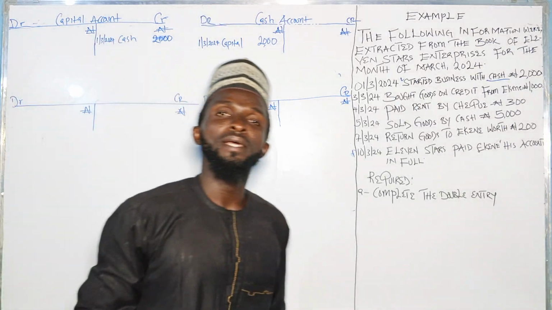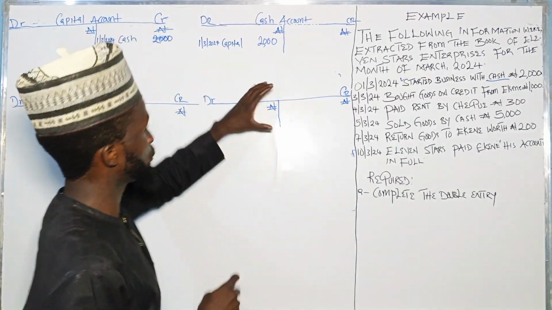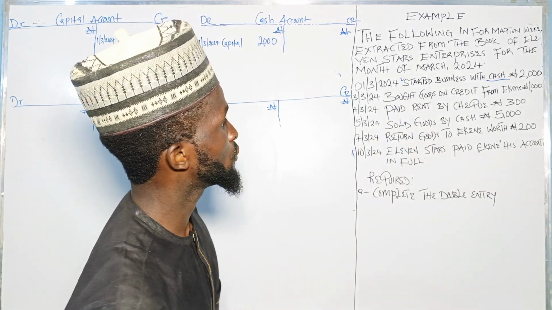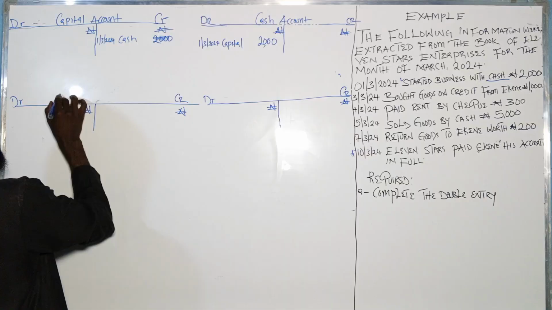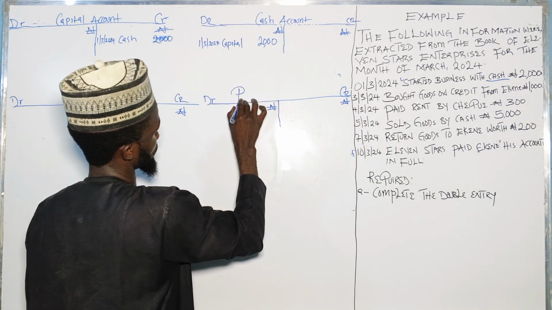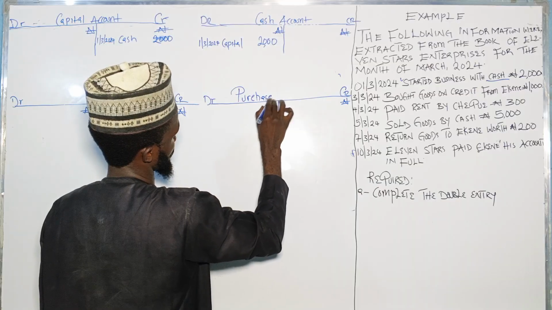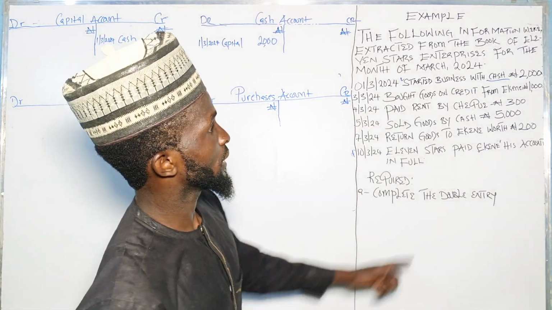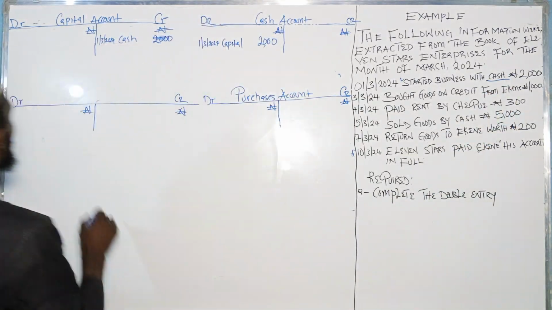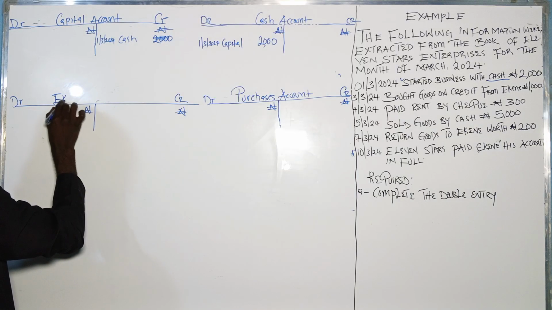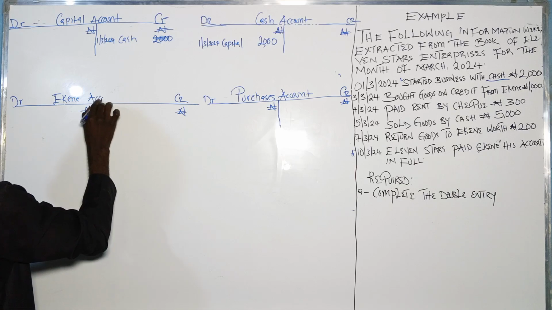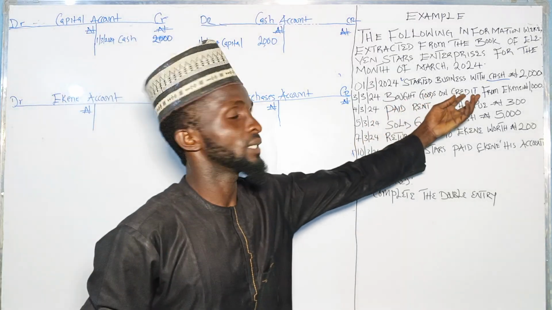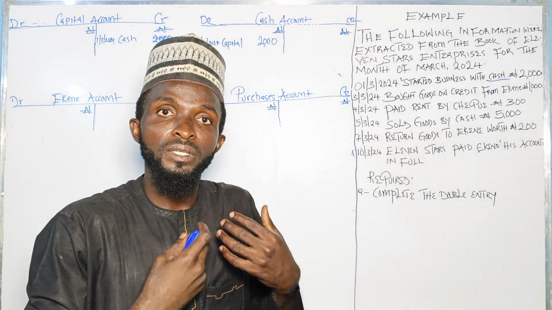As usual, identify the relevant accounts. I told you this is what you call an account. What are the relevant accounts? Bought is equivalent to purchase, so you are going to open a purchases account. Then the second account is definitely going to be Ekene, so we are going to open the Ekene account.